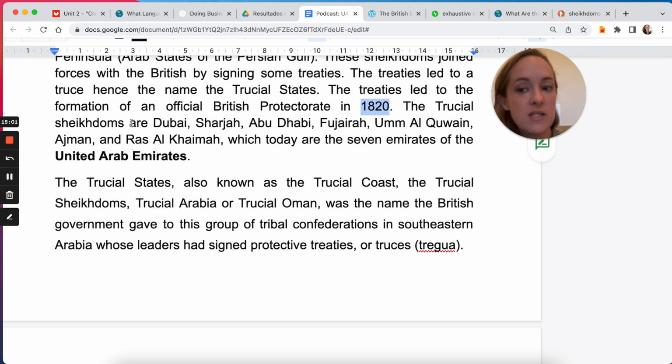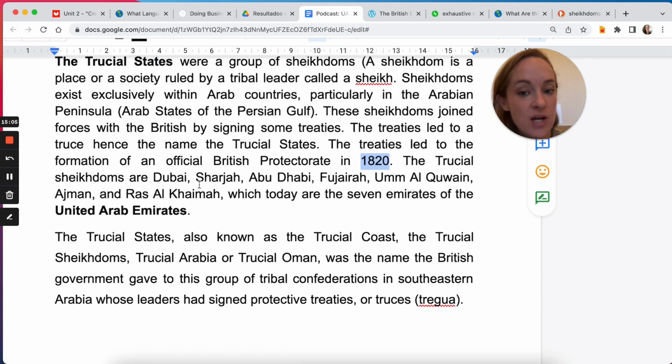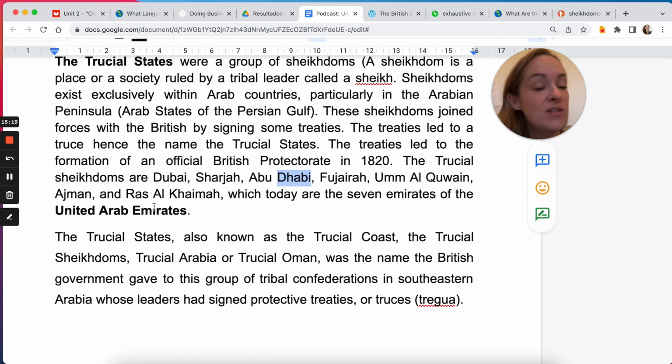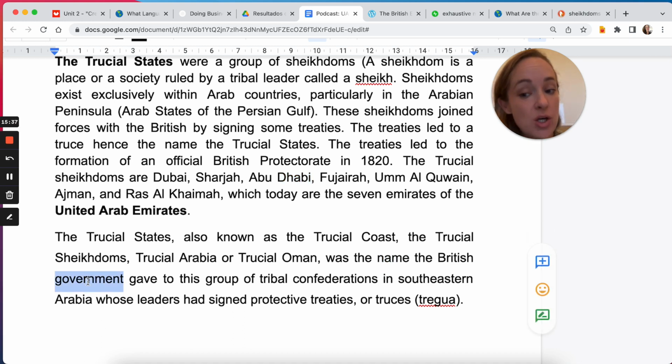The Trucial Sheikdoms are Dubai, Sharjah, Abu Dhabi, Fujairah, Umm Al Quwain, Ajman, and Ras Al Khaimah, which today are the seven emirates of the United Arab Emirates. The Trucial States, also known as the Trucial Coast, the Trucial Sheikdoms, Trucial Arabia, or Trucial Oman, was the name the British government gave to this group of tribal confederations in southeastern Arabia, whose leaders had signed protective treaties or truces.